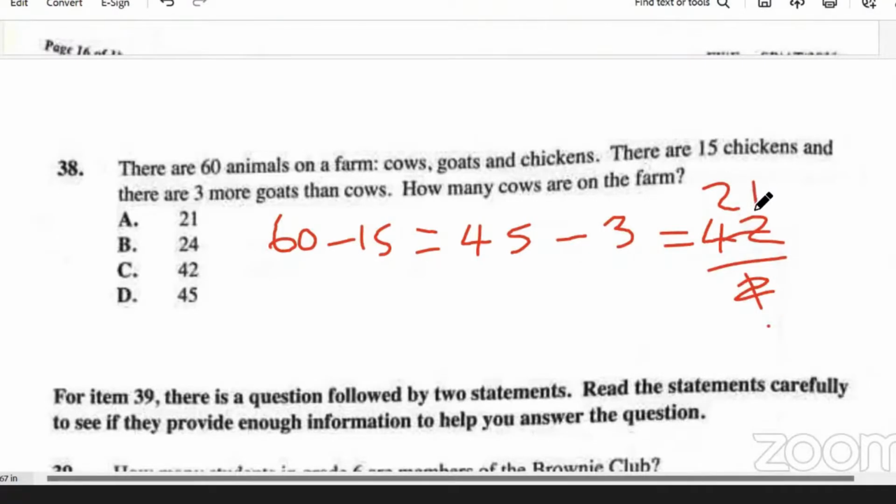So of course we would have added 3 more to 21 for the goats. And so there are 21 cows on the farm.